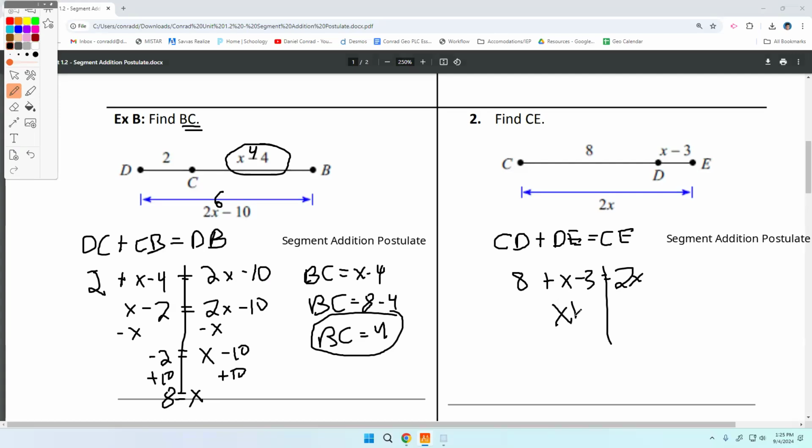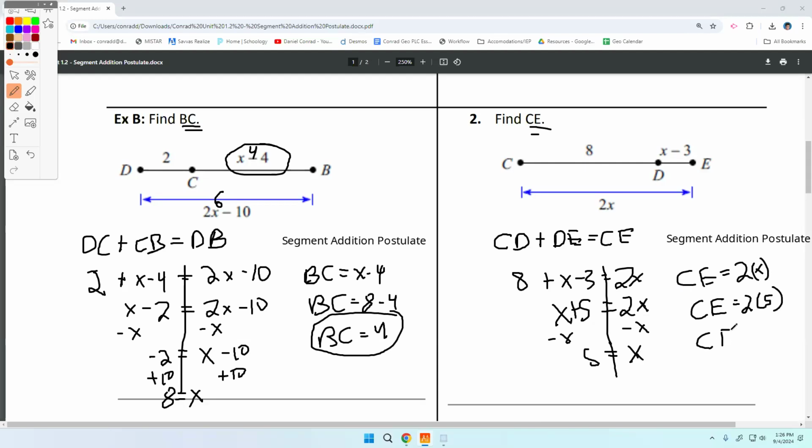So I'm going to have x plus 5, right? 8 minus 3 is 5. Now I have x's on both sides. I'm going to subtract x from both sides to get all the x's on one side. 2x minus 1x is 1x. So I get x equals 5. I'm looking for CE. That's the whole thing. So CE equals 2x. So that means CE is going to equal 2 times 5, which means CE is equal to 10.